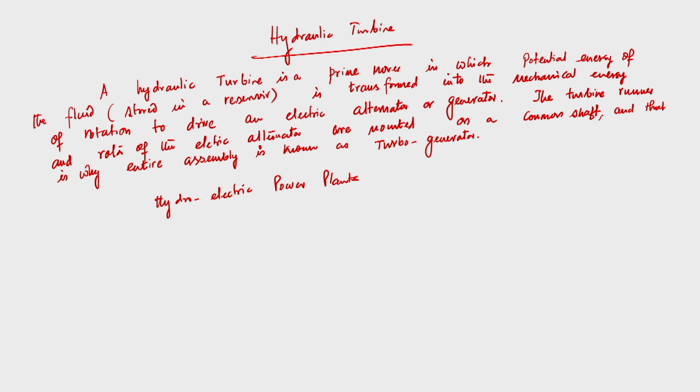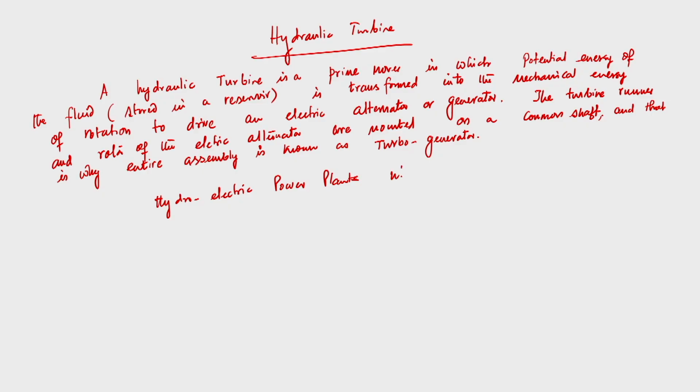utilize the potential energy of the water which is stored in the reservoir. We need to have sufficient head to rotate the runner of the hydraulic turbine, and since the runner is mounted on a shaft, on the same shaft we have the rotor of the electric motor. So, the alternator will run and we will get electricity.